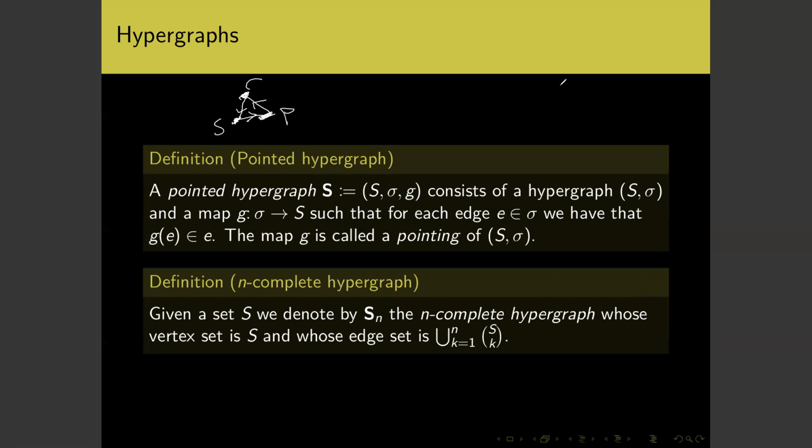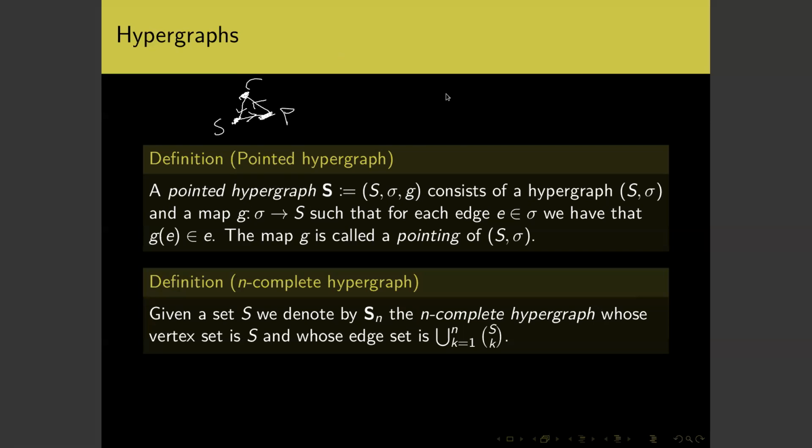The N-ary analog of this is what I call a pointed hypergraph. A pointed hypergraph consists of a hypergraph, which is a set S and some collection sigma of subsets of S, and also a map, which can be thought of as the pointing of these edges in sigma, which assigns to each edge some element of that edge, in other words, the vertex to which that edge is pointing. This is not the same as having an oriented hypergraph. It's a bit of a weaker concept.